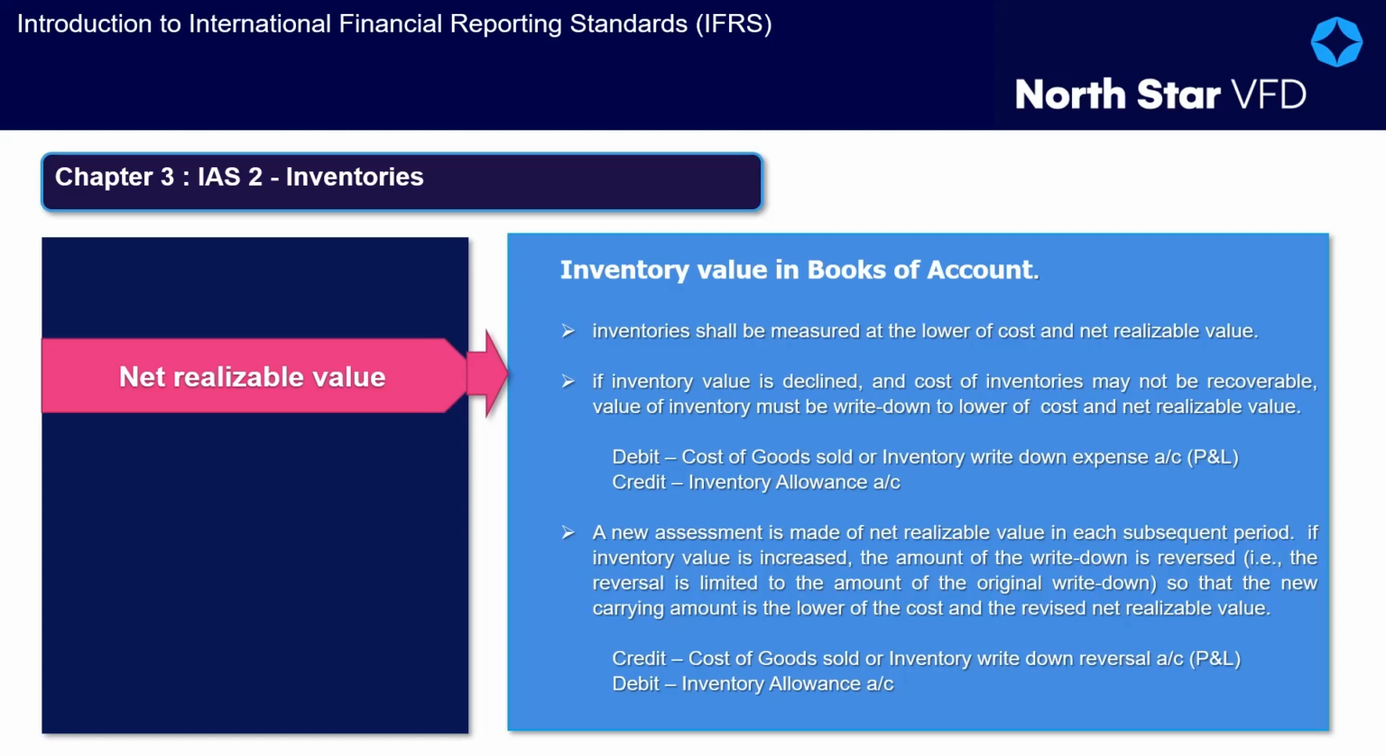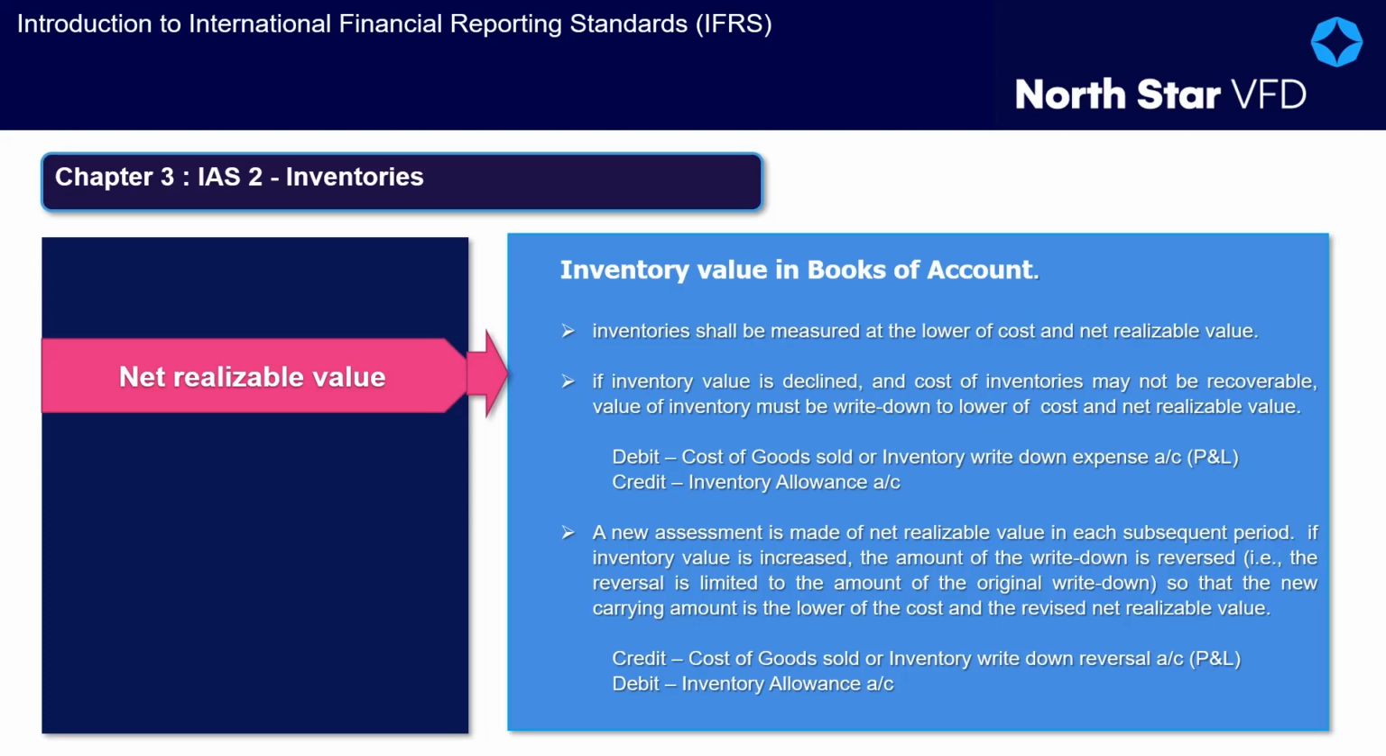The practice of writing inventories down below cost to net realizable value is consistent with the view that assets should not be carried in excess of amounts expected to be realized from their sale or use. Any write-down to net realizable value should be recognized as an expense in the period in which the write-down occurs. Accounting entries for write-down of inventories: Debit, cost of goods sold or inventory write-down expense account, a P&L account. Credit, inventory allowance account.